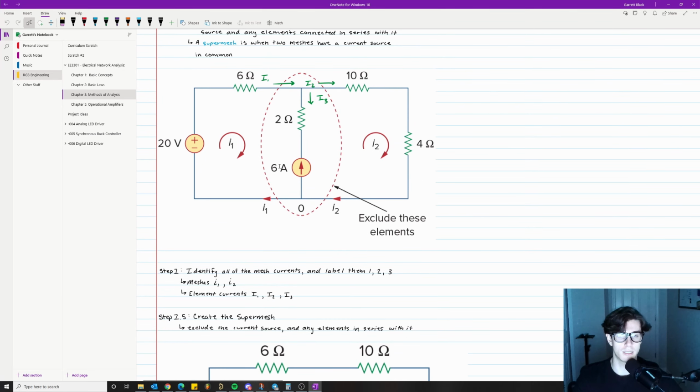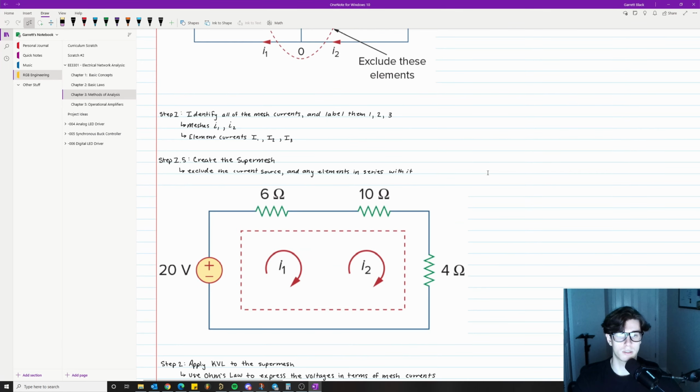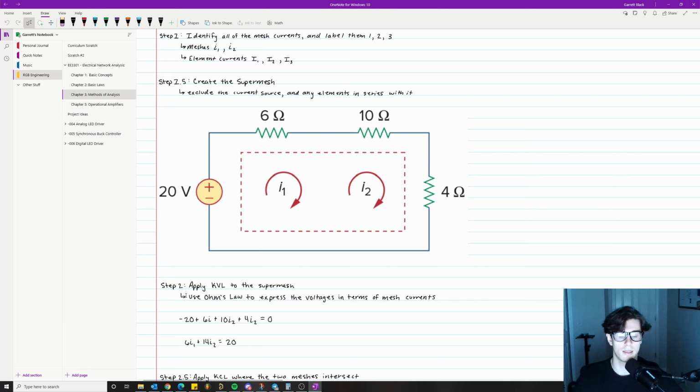So we exclude the 6 amp current source and then this 2 ohm resistor right here. So we just have this wonderful, beautiful box. And then we have super mesh I1 and I2. Step 2 is then to apply Kirchhoff's voltage law to the super mesh, and then use Ohm's law to express the voltages in terms of mesh currents. So it's super mesh time.